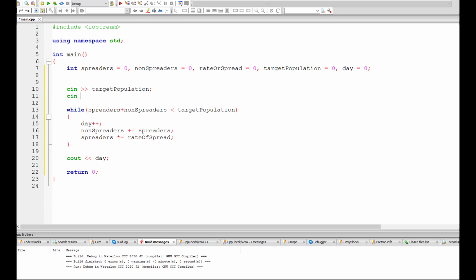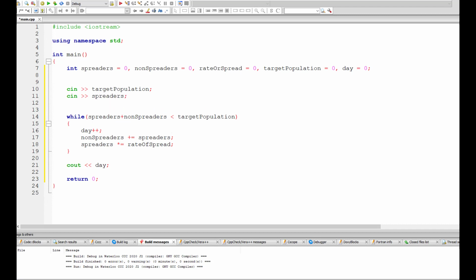So cin the... let's see. Sorry, I have to go look. I'm looking at the problem to see what the rate is. The first one is the spreaders. Okay, so how many people can spread the disease? And then this third number is the rate. And it says rate of spread up there, so I need to go change that. Rate of spread.